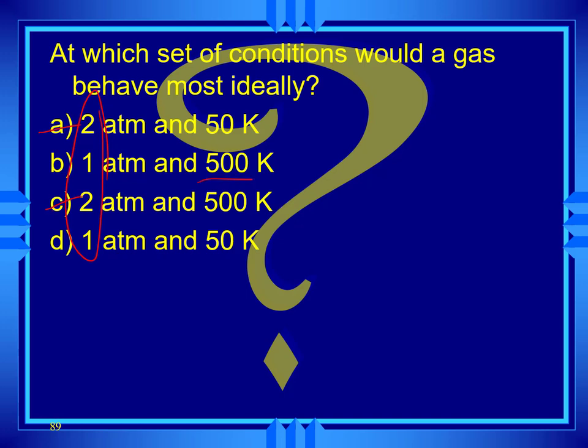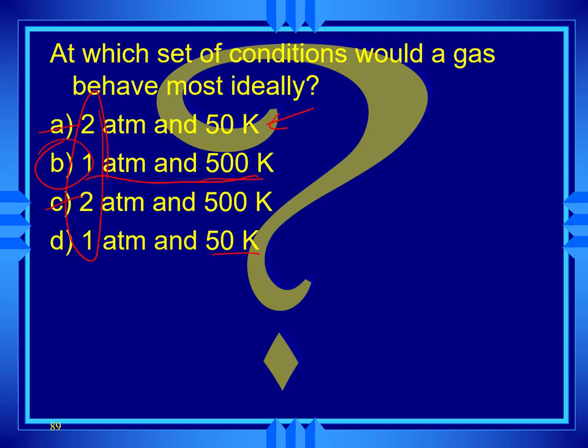And now I've got 500K or 50K. Works better at high temperatures, so 500 is bigger. So it's going to work better at 1 atmosphere and 500K, and it's going to work the worst at 2 atmospheres and 50K.